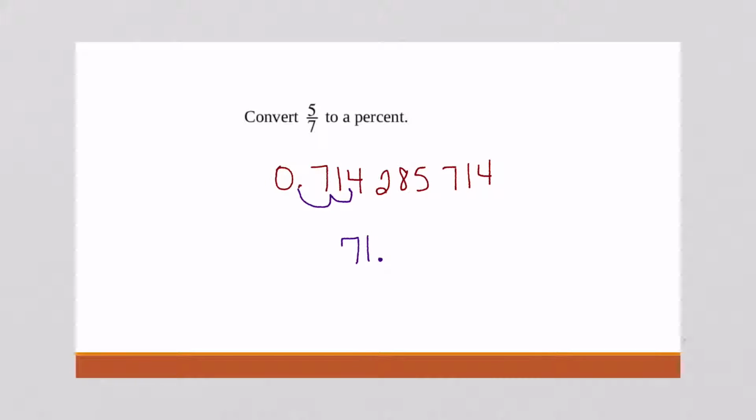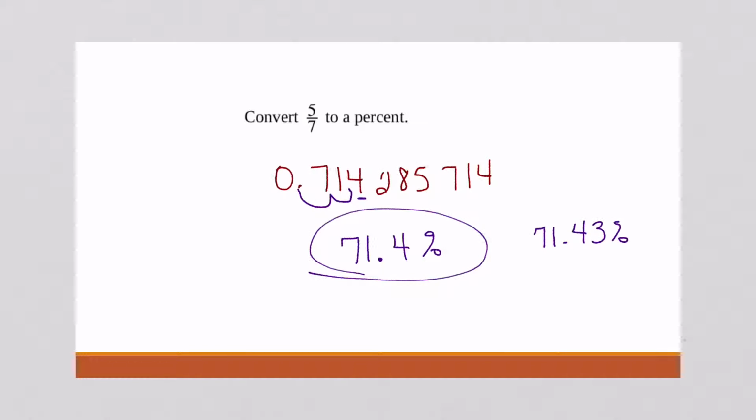Typically, I say stop at 1/10 of a percent. So I want 71.4, but I need to decide if I need to round that 4 up. Because the number next to the 4 is a 2, that means I don't round that 4 up. I just leave it as a 4, and I would say 71.4%. If I had rounded this to the hundredths place, then I would have 71.43%. Now, why did I make this 2 a 3? Because the number next to it was an 8.